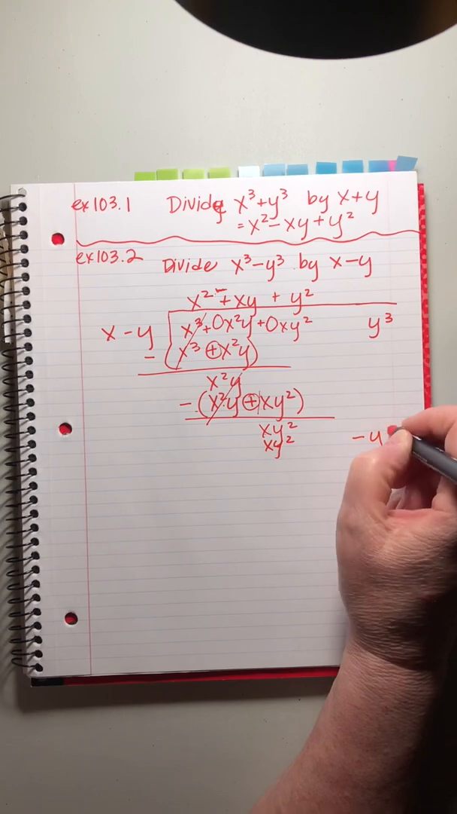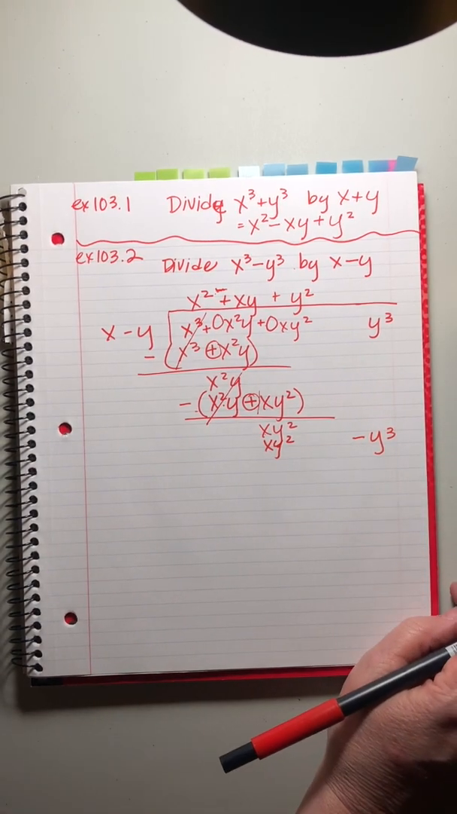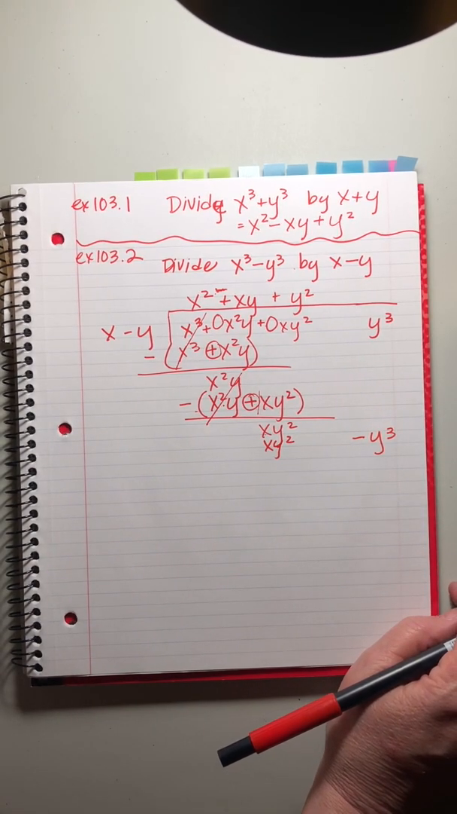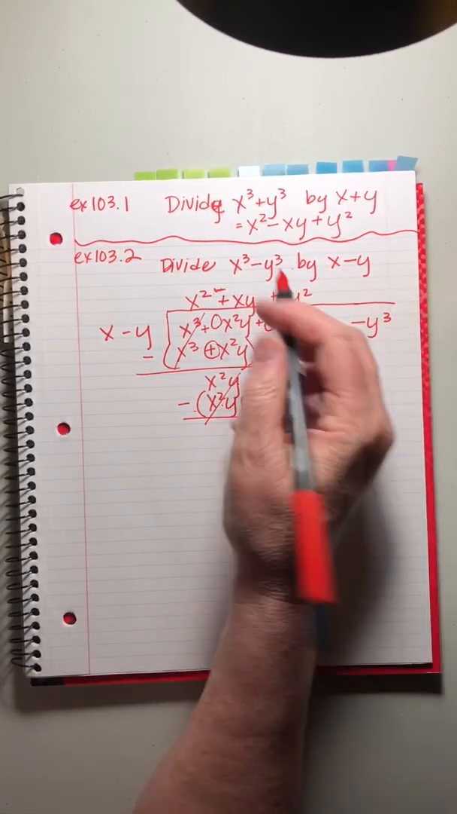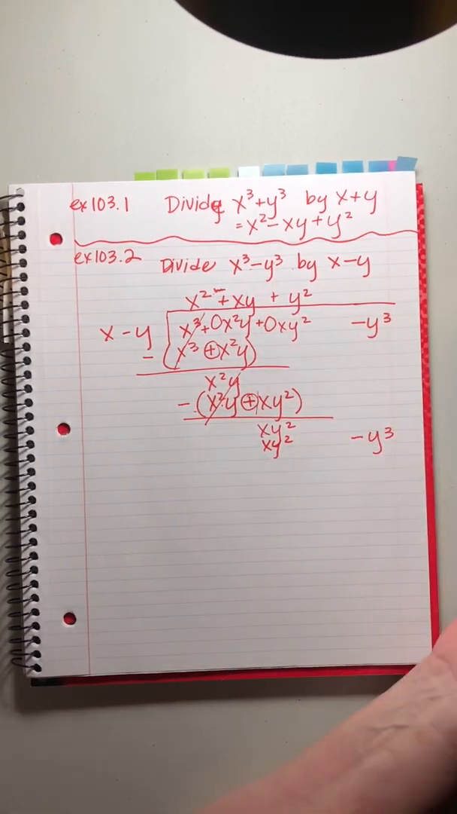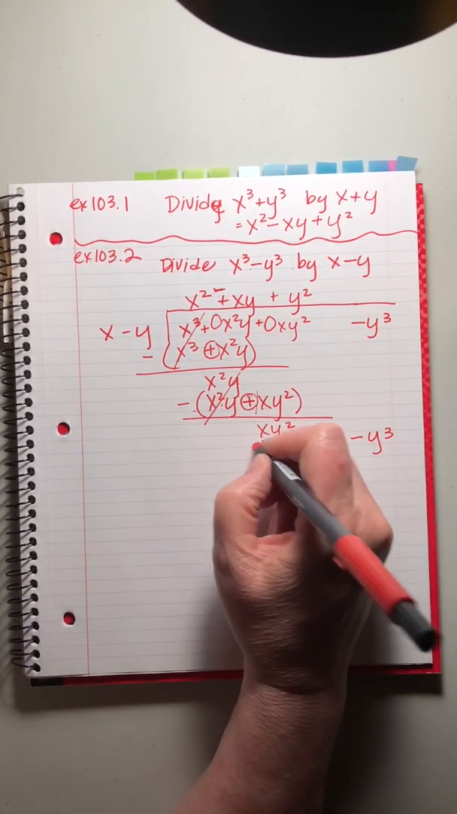Oh, I'm going to write that over a ways. Did I copy the problem wrong? Yeah, I did. See that minus sign right there? There should be a minus sign right there. Okay? So now I'm happy with it.